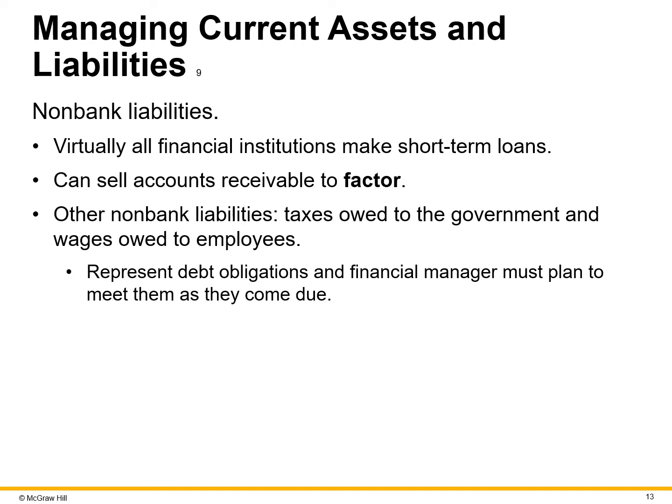Insurance companies, pension funds, money market funds, and other financial institutions also make short-term loans to businesses. Some companies sell their accounts receivable to a finance company called a factor, which gives the selling organization cash and assumes responsibility for collecting the accounts. Additional non-bank liabilities must be efficiently managed to ensure maximum profitability: taxes owed to the government, and wages owed to the employees.